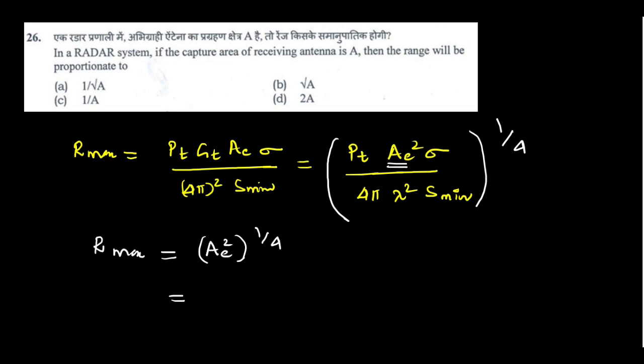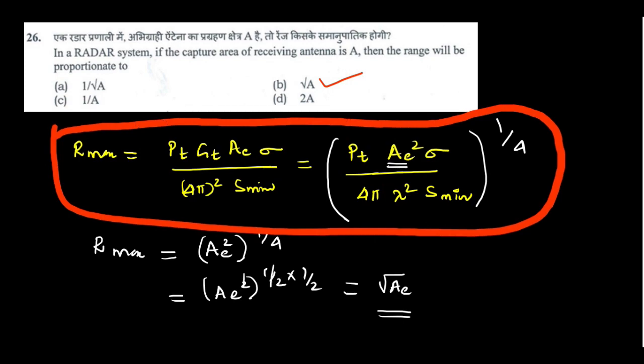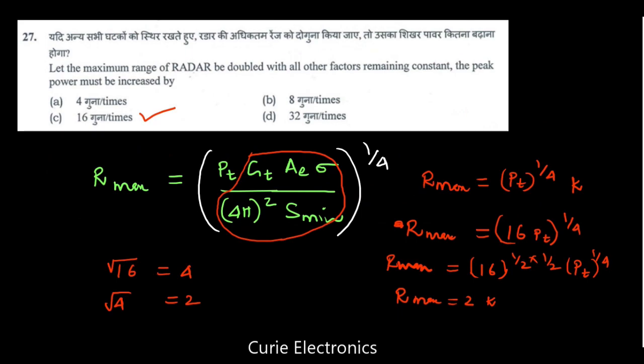Now, what is proportional to what? Same way I'll write it: Ae square multiplied to the power 1 by 2 multiplied by 1 by 2. So the 1 by 2 cancels. Now it is square root of A. So it is proportional to square root of A. Square root of A is the answer. So you should learn these two equations. Instead of GT, we have put the equation of GT and simplified. That's how we will get the next equation.